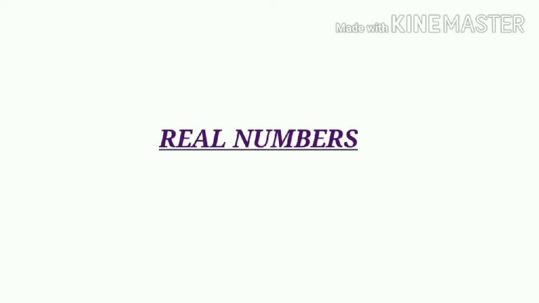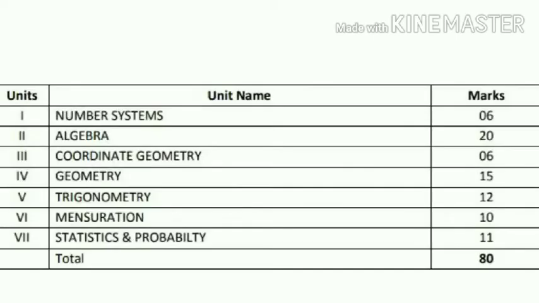In this session, we will be discussing the first chapter in class 10 mathematics, real numbers. But before we start, let's have a look at the syllabus and the weightage of marks for each and every chapter. Real numbers for 6 marks, algebra for 20 marks, coordinate geometry for 6 marks, geometry for 15 marks, trigonometry for 12 marks, mensuration for 10 marks, last but not least, statistics and probability for 11 marks.